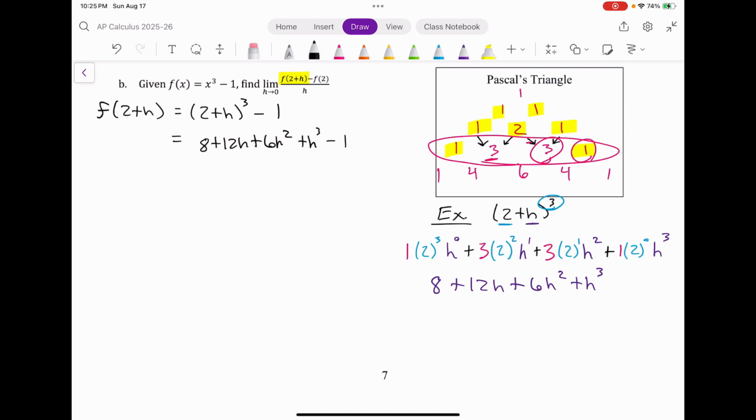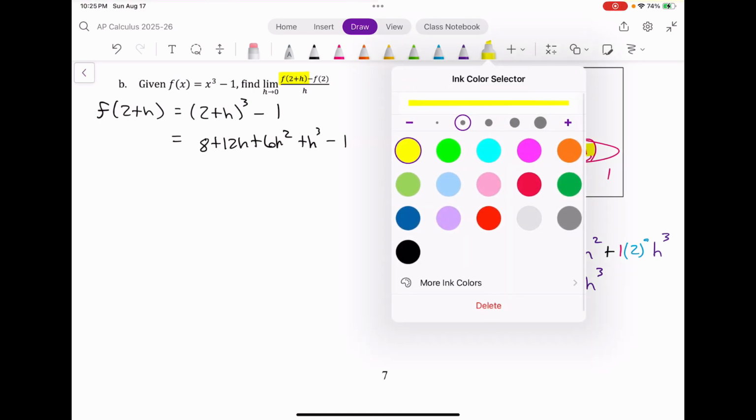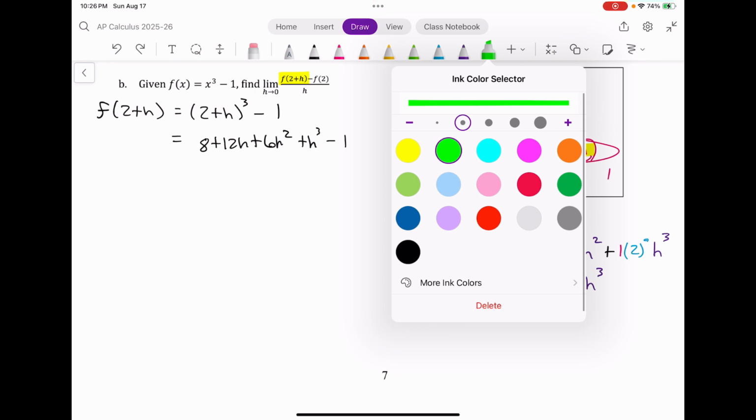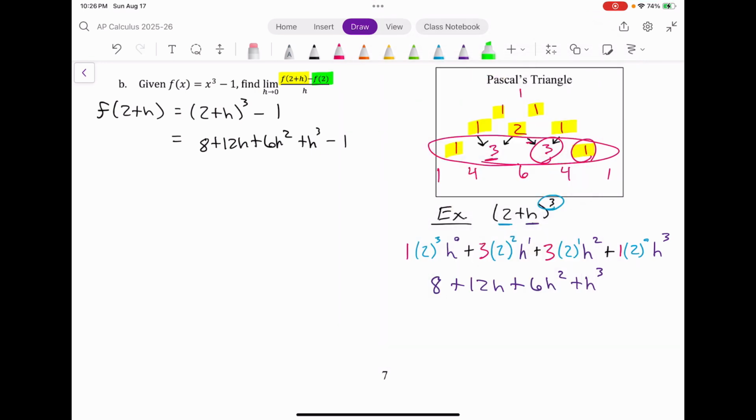All right, and then f of 2, let's see, that would be 2 cubed minus 1, which is 8 minus 1, which is 7. All right, okay, so now let's evaluate this limit.